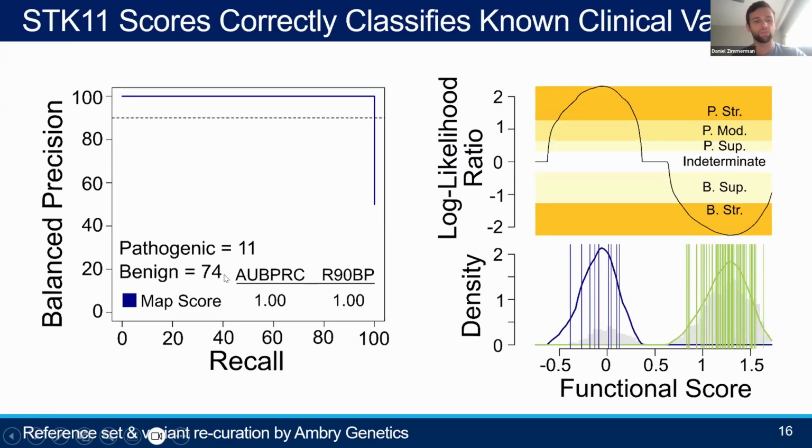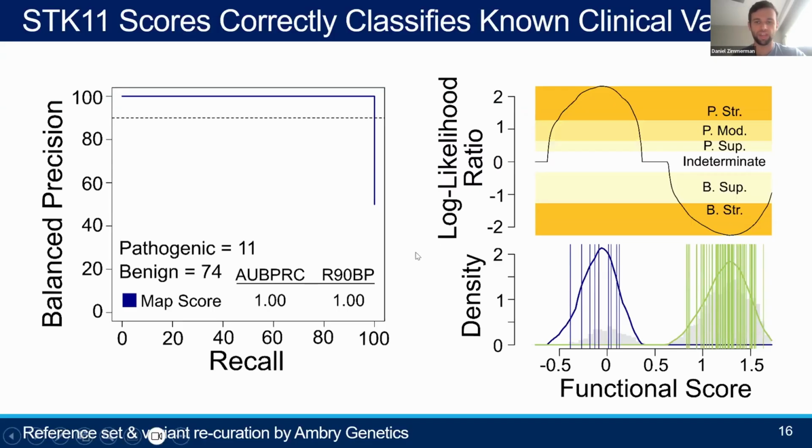So all 11 pathogenic and all 74 benign were accurately classified by this assay, as indicated by this precision recall curve, and the area under the curve being 1.0. So that's, of course, very reassuring for us. It is nice to see that we are, in fact, relevant to the real world patient individuals. And so what we've done is then we tried to translate the scores we have to the ACMG AMP evidence strength categories.